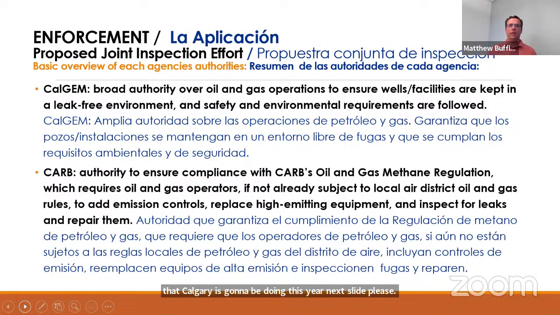I wanted to very briefly review the authorities for each agency so you can see where our authorities overlap. CalGEM has broad authority over oil and gas operations to ensure wells and facilities are kept in a leak-free environment and safety and environmental requirements are followed. CARB has authority to ensure compliance with CARB's oil and gas methane regulation, which requires oil and gas operators, if they're not already subject to local air district rules, to add emission controls, replace high emitting equipment, and to inspect for leaks and repair them. Next slide, please.